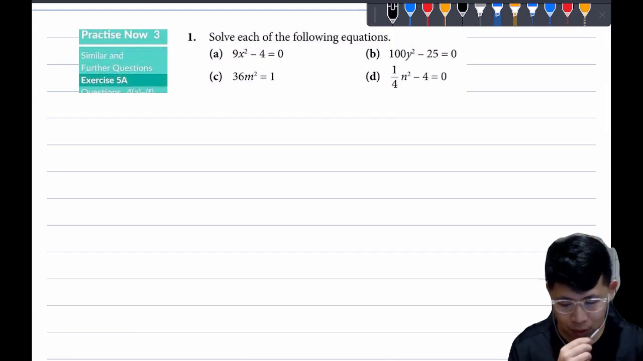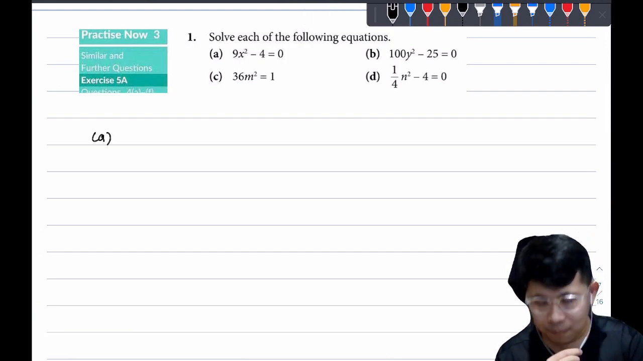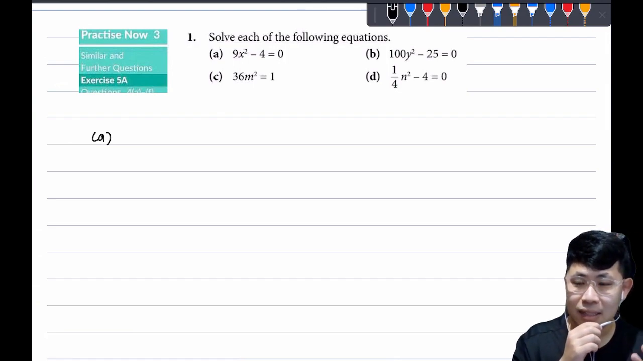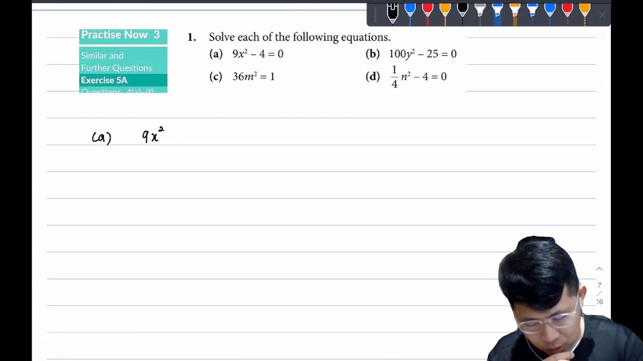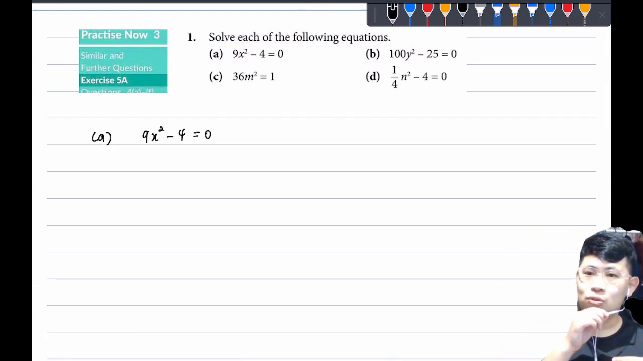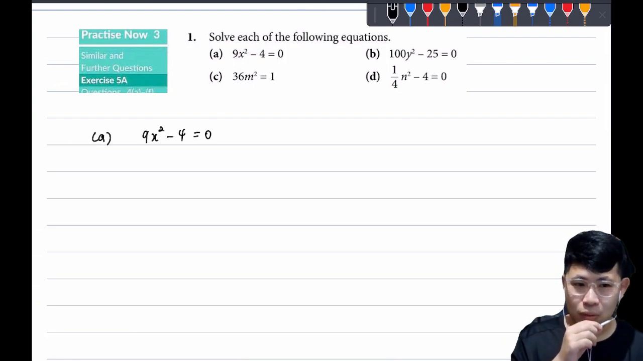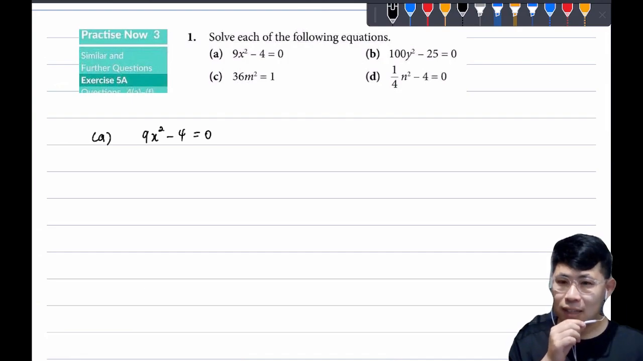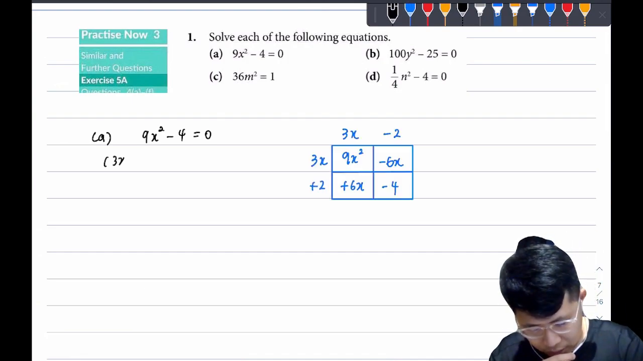Okay, now previously we've mentioned that for solving a quadratic equation, we need to factorize it. So when we have 9x squared minus 4 is equal to 0, we need to factorize it so that we can solve our equation. So let us try to factorize it. Okay, so we factorize this to give us (3x plus 2)(3x minus 2) equals 0.